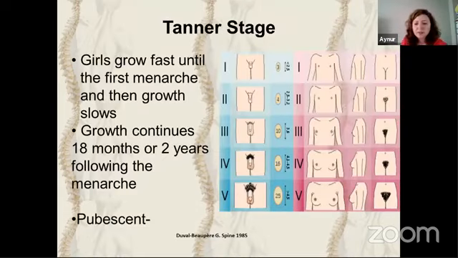Tanner stage is skeletal maturity. We find the skeletal maturity by breast and pubic hair. We see girls grow fast until the first menarche, and then growth slows. Growth continues 18 months or 2 years following the menarche, they say.